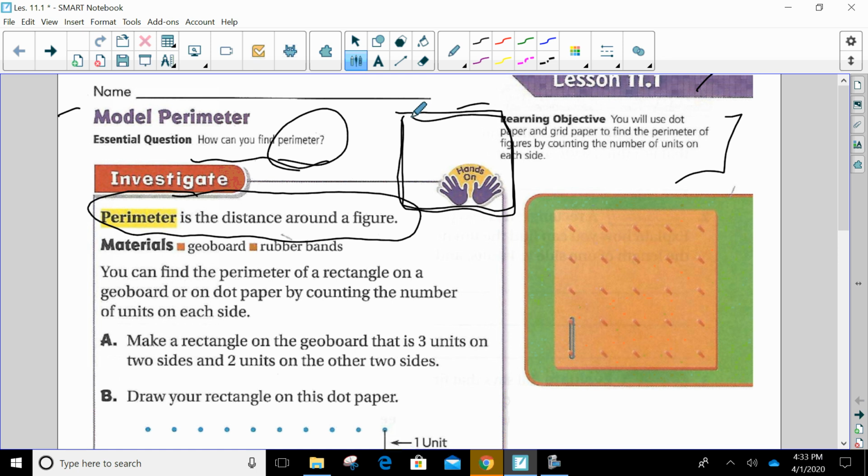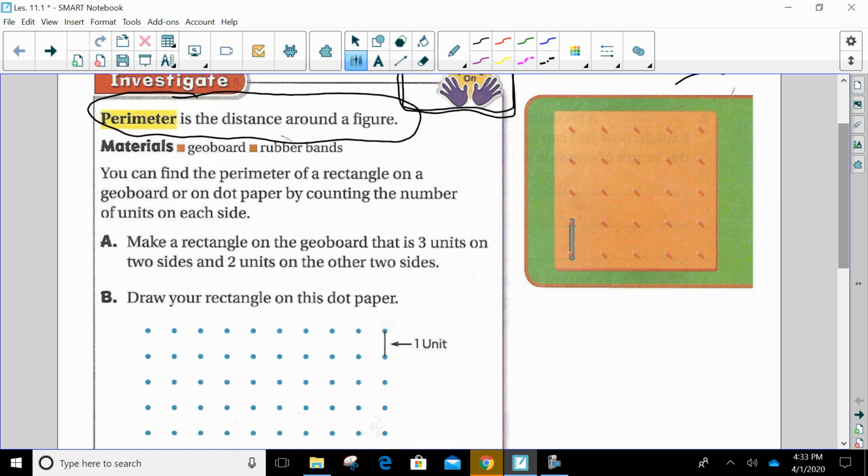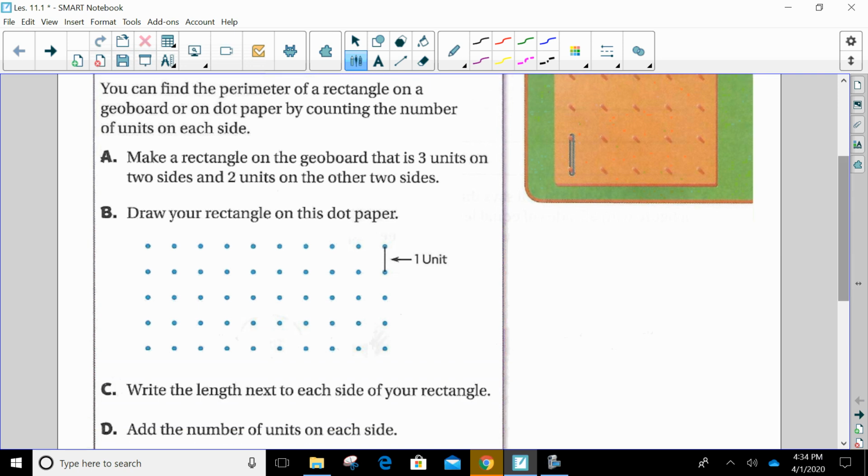Now for this lesson, it asks for a geoboard. We don't have a physical geoboard with us, but you can use that virtual geoboard that we used for quadrilaterals when we were still at school. It is on Symbaloo. So what I need for you to do right here, we're just going to use this dot paper right here. We're going to draw a rectangle on this dot paper.